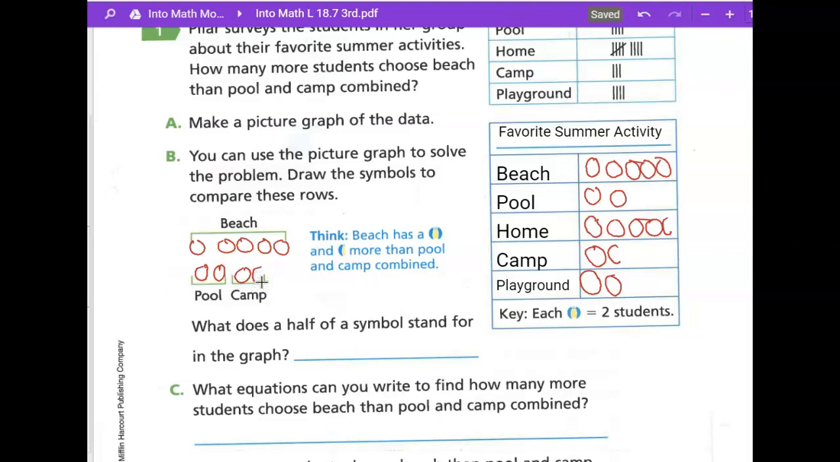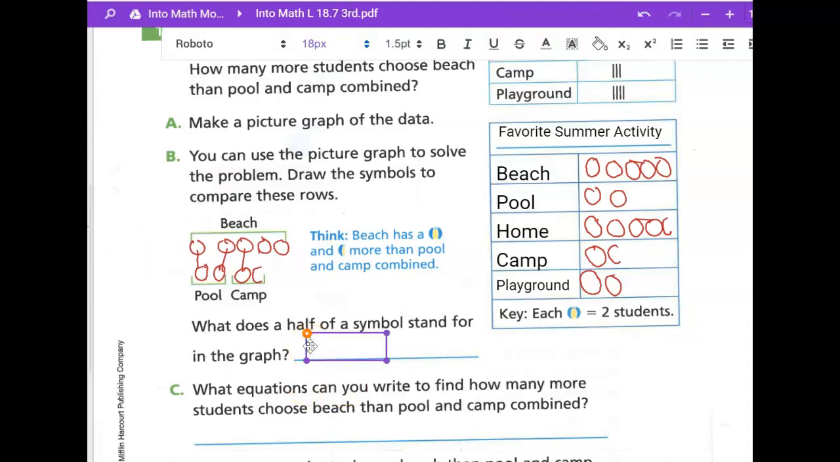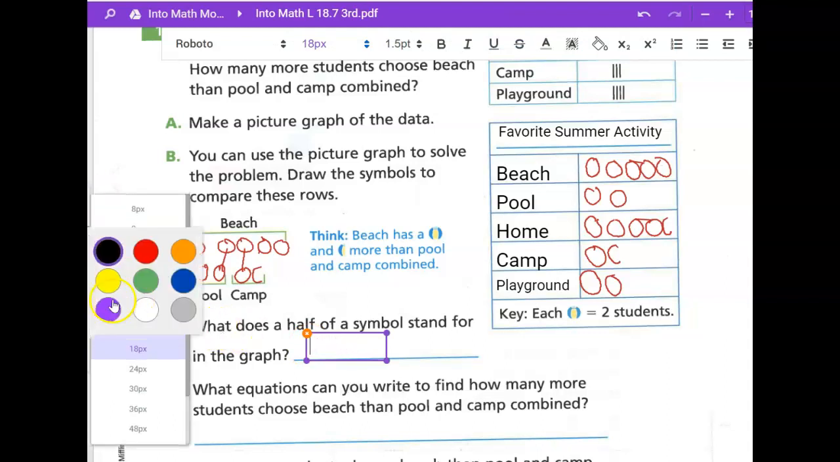Okay, think. Beach has a ball and a half more than the pool and camp, right? These 2 match, these 2 match, these match, and only half of this one matches, so we have 1 and 1/2 more. What does the half symbol stand for on the graph? 1 student. Okay, so 1 student.